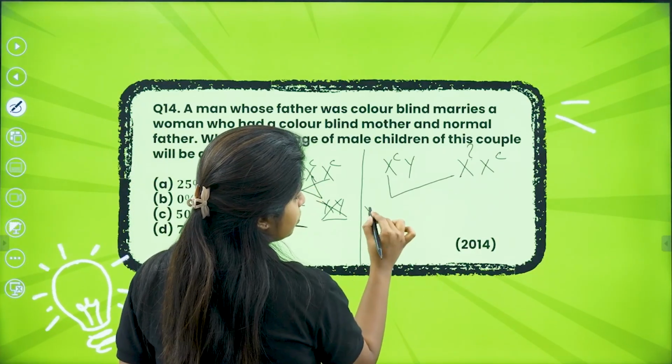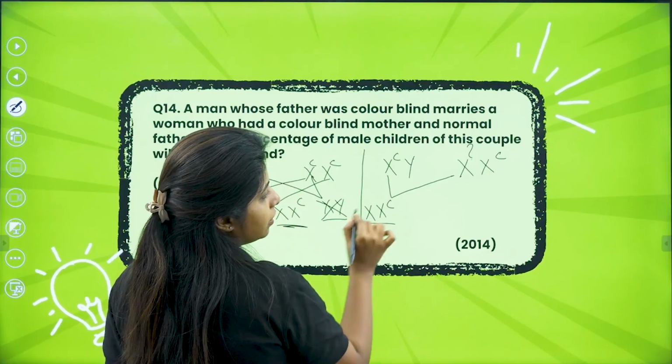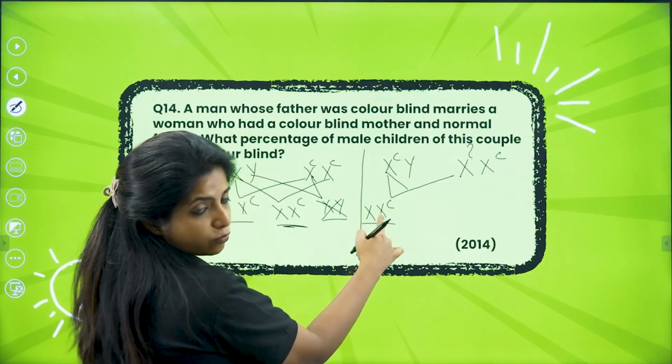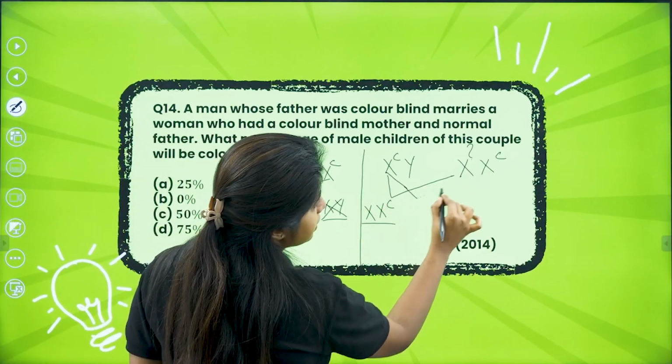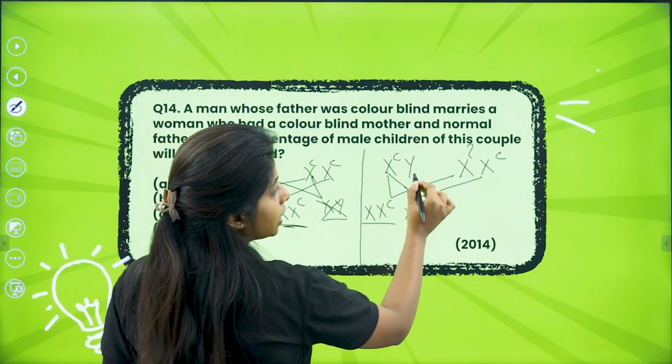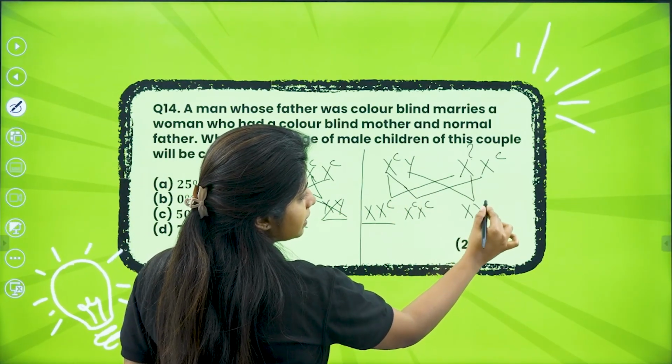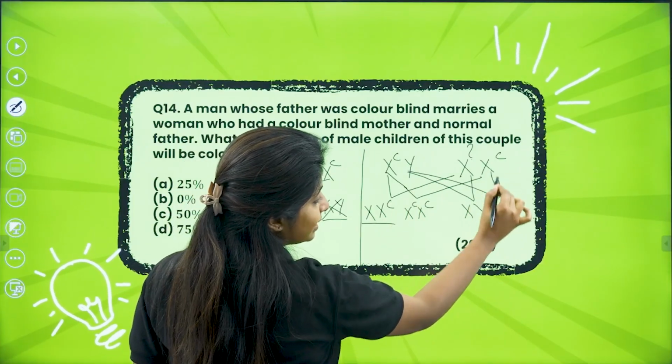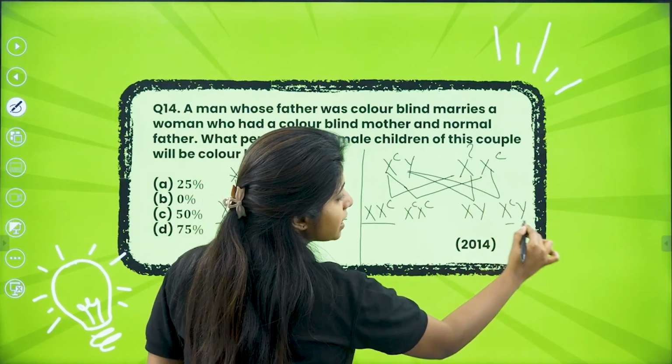This and this, you get the female carrier. Why is she a carrier? Because she just has one chromosome which is affected. This and this, she is a female with color blindness because both of them are affected. This and this, that's a normal male. This and this, that's a male who has color blindness.